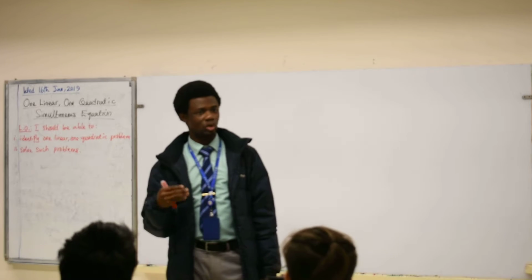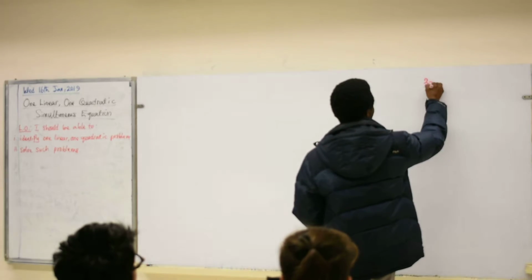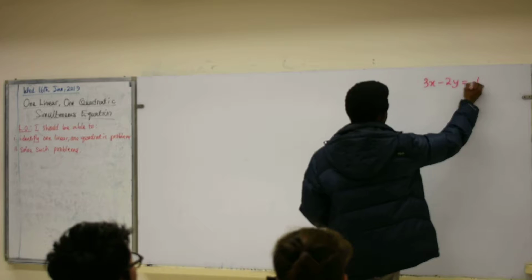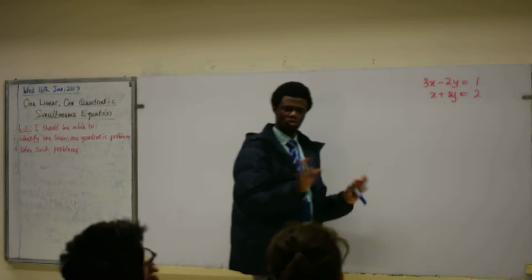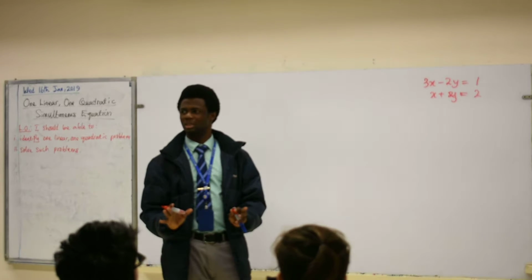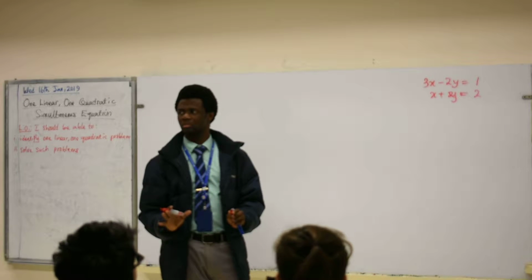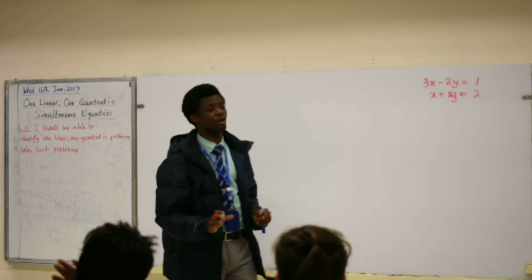So the previous ones, they are just linear problems. So something like 3x minus 2y is equal to 1, x plus y is equal to 2. These are two linear equations. What does linear mean? To the power of 1. Each term is power 1.